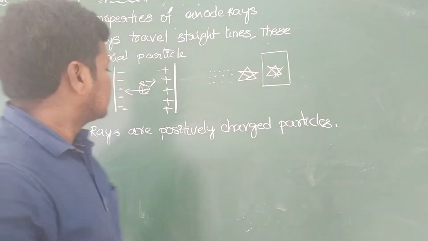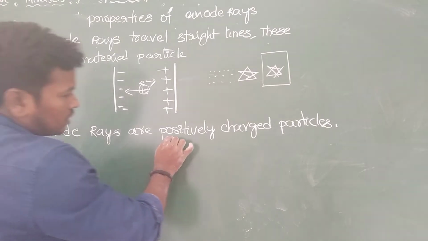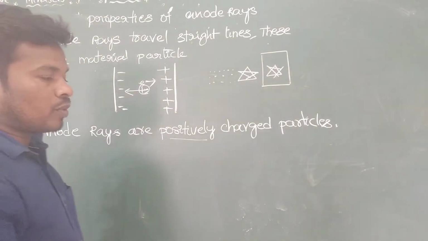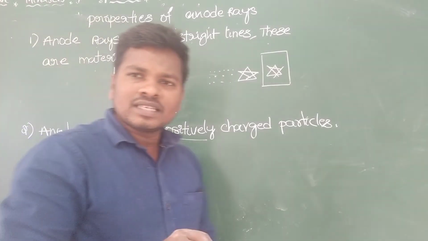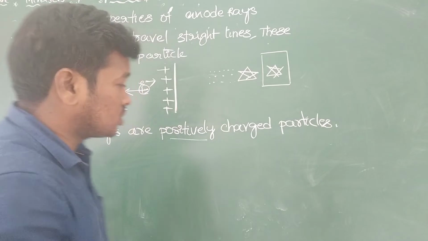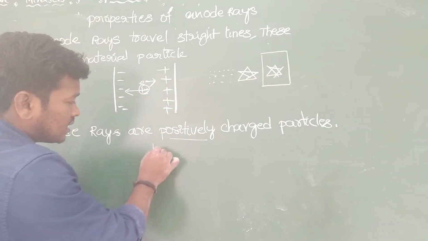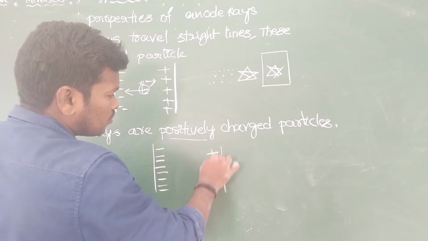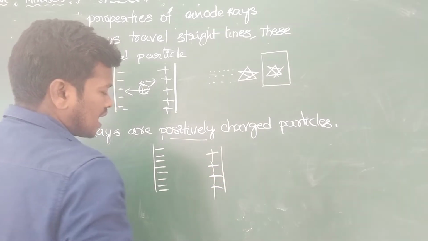Second, anode rays are positively charged particles. How do we know they are charged particles? We know that like charges repel each other and opposite charges attract each other. So here the cathode is at this end, and here you can see the positive charge, the anode.